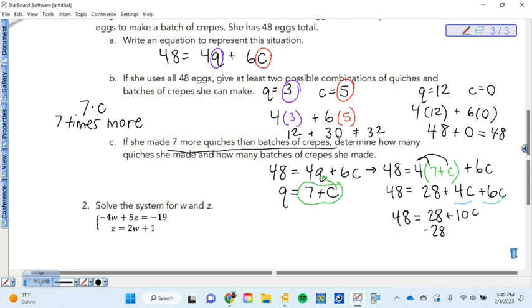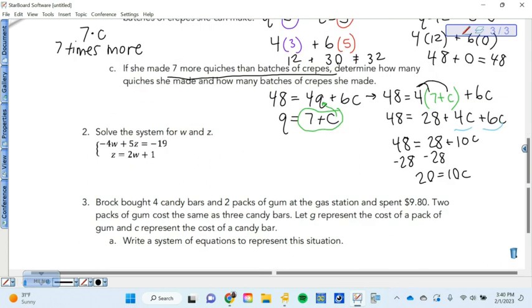Subtract 28 from both sides. So what's 48 minus 28? 20. So 20 equals 10C. Now what? Divide by 10. So what does C equal? 2. So C equals 2. Am I done? No, you have to just add 7 to that.